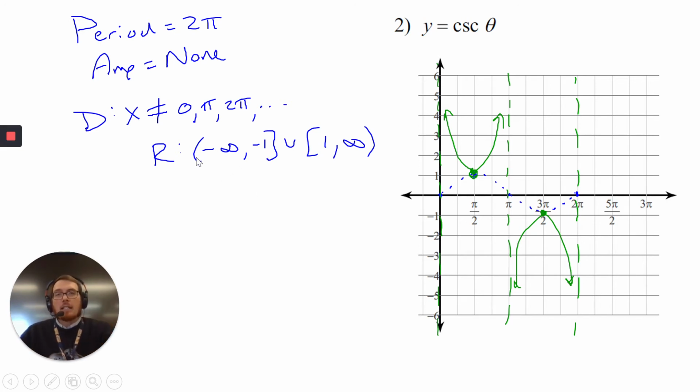Okay, I'm writing this a little bit different than what you may have seen in the past. But negative infinity to negative 1 says it can go all the way down as far as you can go and stop at negative 1. And then it starts at 1 and goes up as far as you want to go. Okay, again, the period and amplitude is going to be more vital to your success in Chapter 4 than the domain and range pieces are, but they're still there in case you want them.